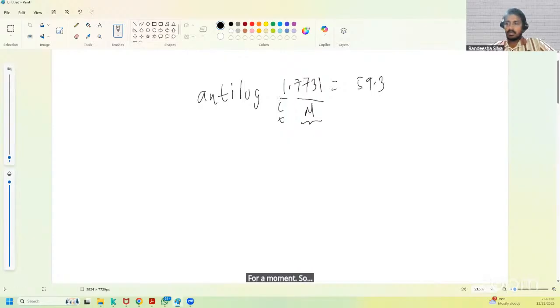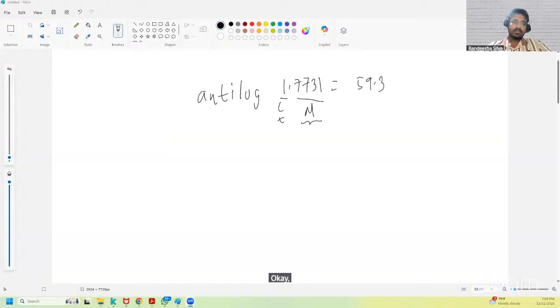So let me write down a simple subtopic as this: how to find the anti-logarithm using the table. Then first step. Sir, could you repeat the topic, please? Topic is how to find the anti-logarithm using the table. Table means the log table. Okay. Thank you, sir. Welcome.